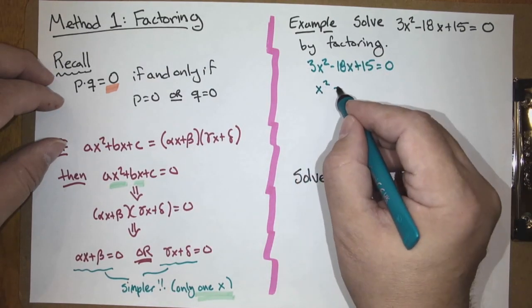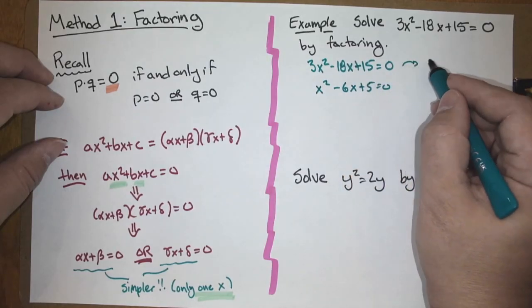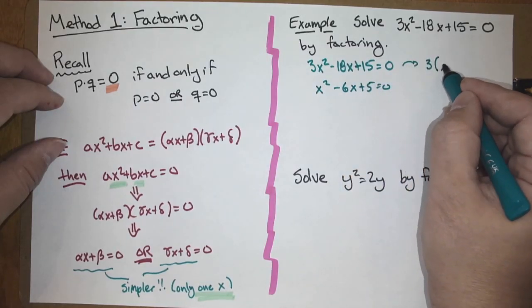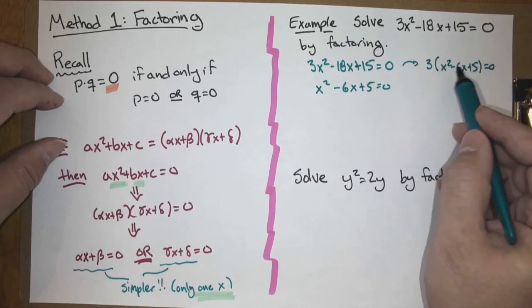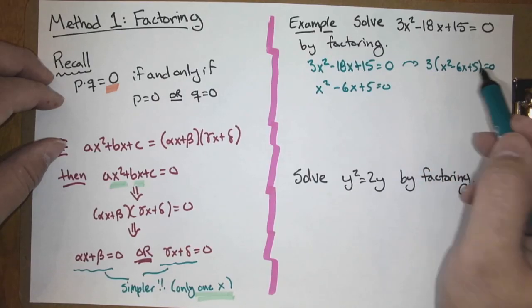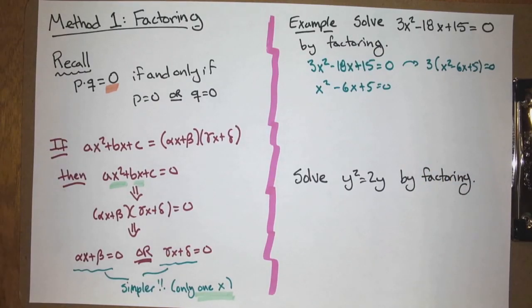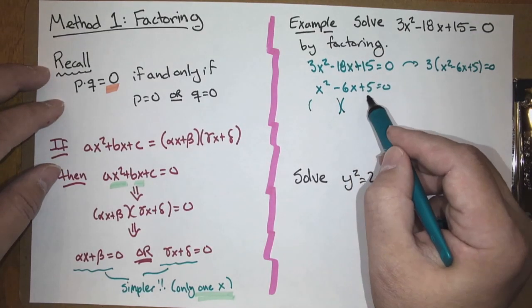X squared minus 6x plus 5 equals 0. So essentially what's happening is we're pulling out a 3. We say, one of these things had to be 0, but it wasn't the 3. So it must mean that this part still is 0. Okay. That seems like a simpler problem. I like that strategy. Make things simpler. X squared minus 6x plus 5 equals 0. Does this factor? Spoiler alert, it does. How does it factor?